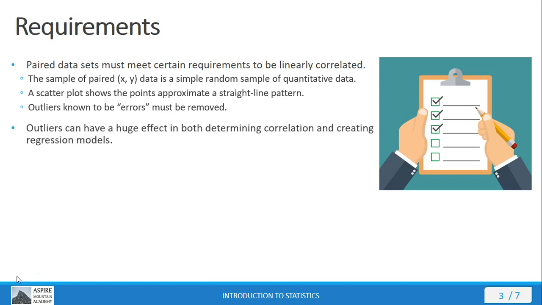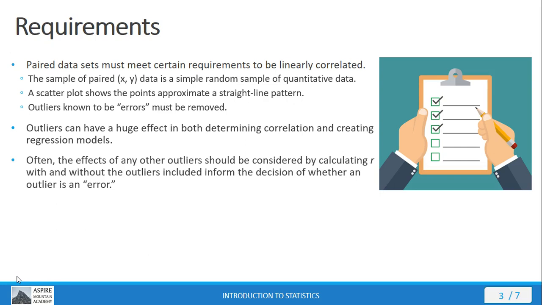The reason why we're so interested in that is because leaving them in our data set can have a huge effect both in determining correlation and creating a regression model. So we really want to include in the data set only those data points that need to be there. And if it's something that needs to be removed, then we need to remove it. But we just don't remove things willy-nilly because they produce something that we don't like. We've got to have a justification for removing it. And usually that justification is that it's a transcription error, or there's some characteristic about what that data point represents that is fundamentally different from the other data points in the data set.